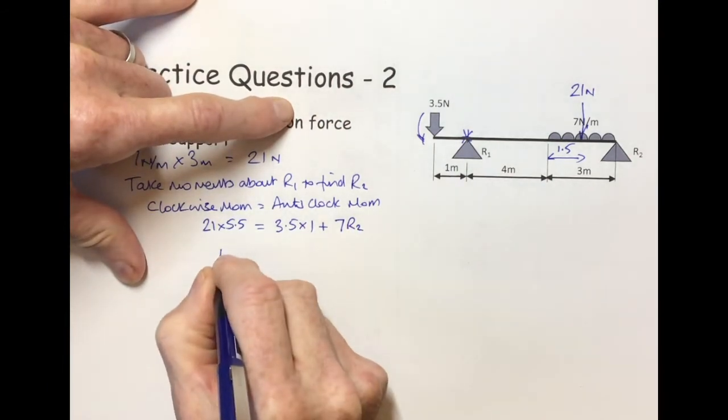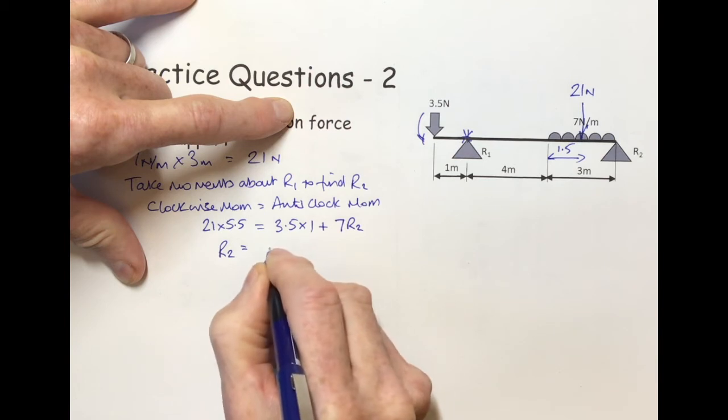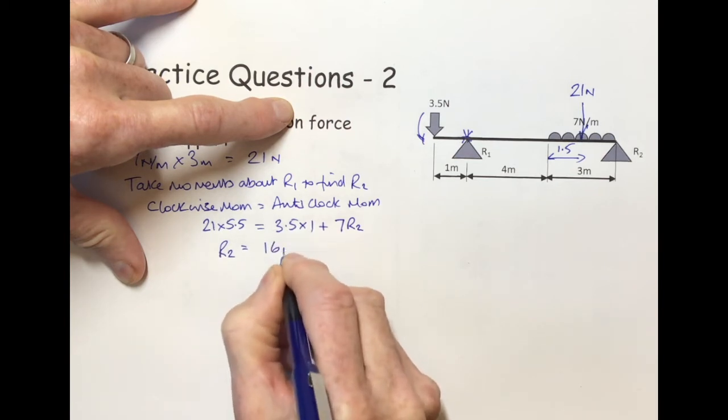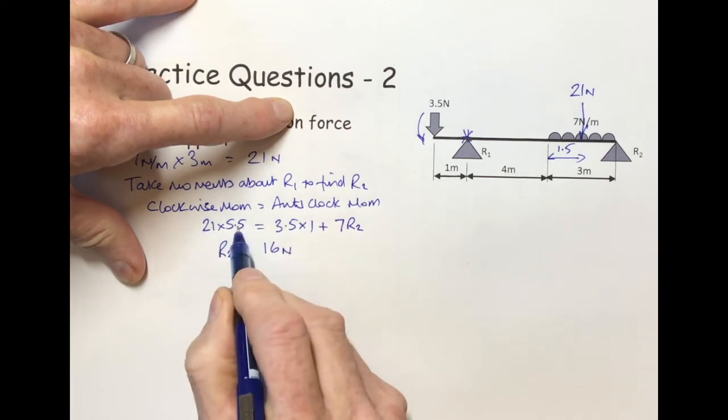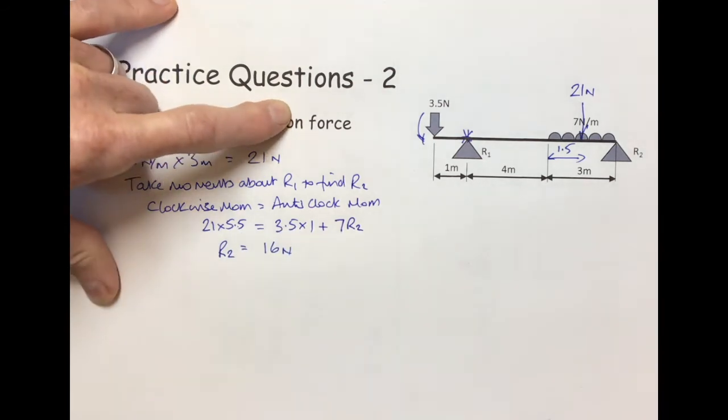Therefore, R2 comes out, quite easy to work out, at 16 newtons. So it's that times that minus that times that, divided by 7, gives you 16 newtons.